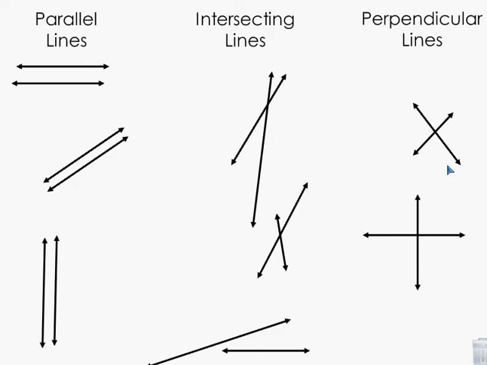Perpendicular lines are very special intersecting lines. These lines intersect, but not only do they intersect, they have square corners. So you can stick a little square right in that space. Perpendicular lines have 4 square corners. And there are lots of shapes that have square corners and lots of shapes that meet at perpendicular angles.